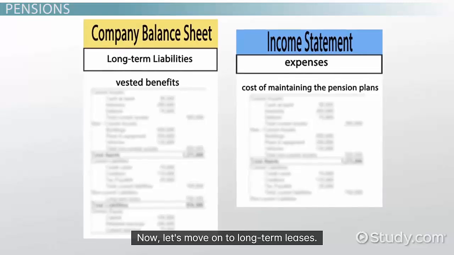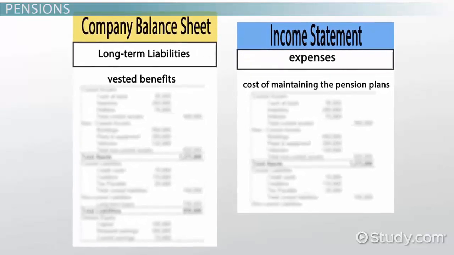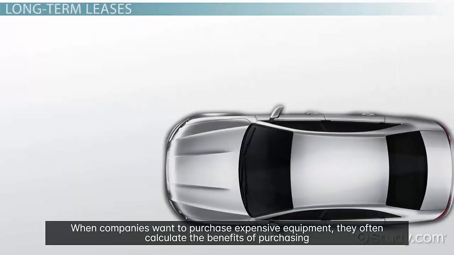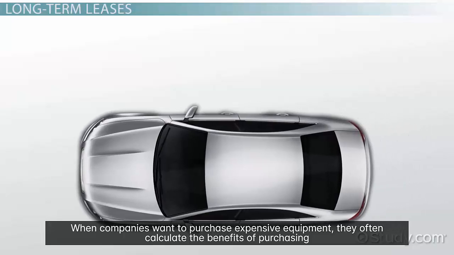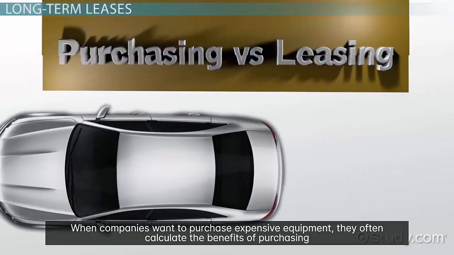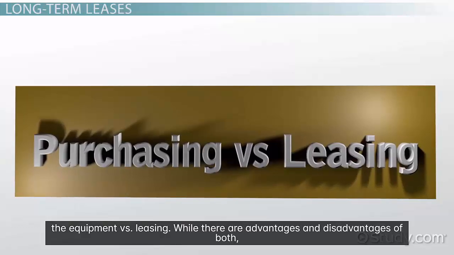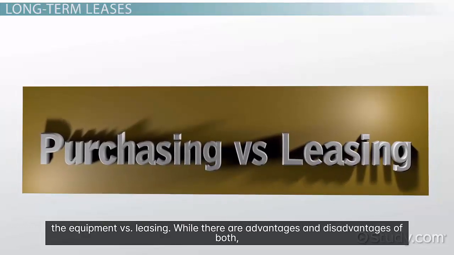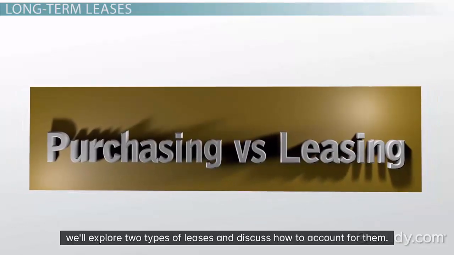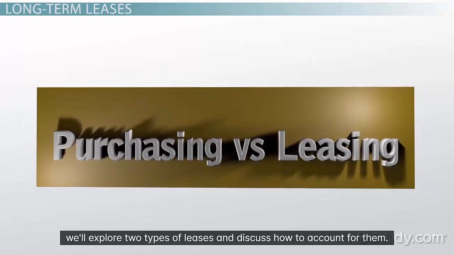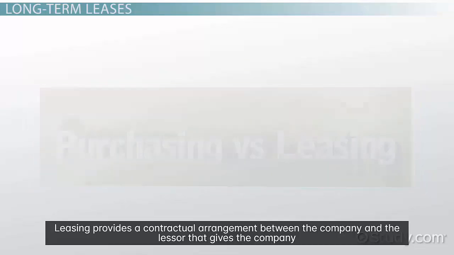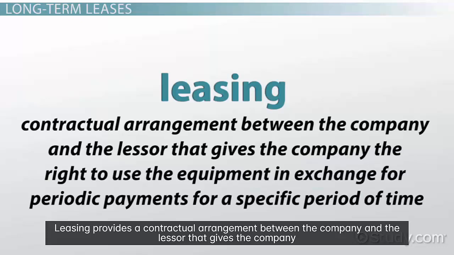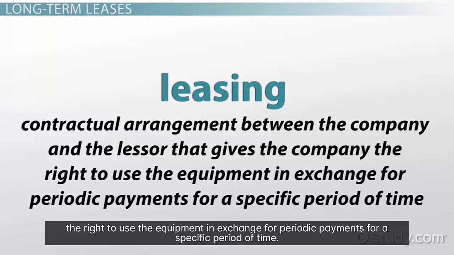Now, let's move on to long-term leases. When companies want to purchase expensive equipment, they often calculate the benefits of purchasing the equipment versus leasing. While there are advantages and disadvantages of both, we'll explore two types of leases and discuss how to account for them. Leasing provides a contractual arrangement between the company and the lessor that gives the company the right to use the equipment in exchange for periodic payments for a specific period of time.